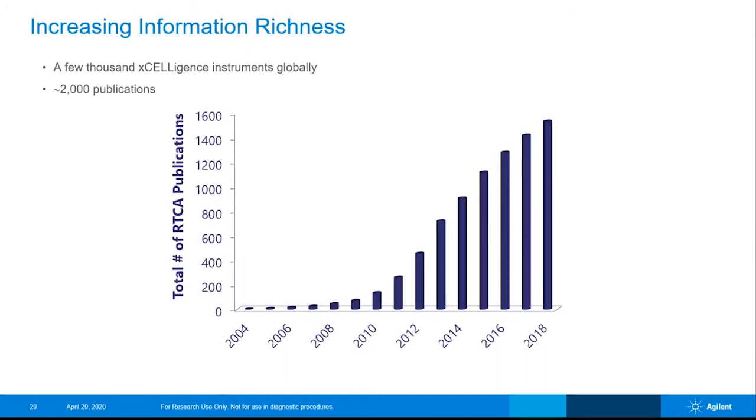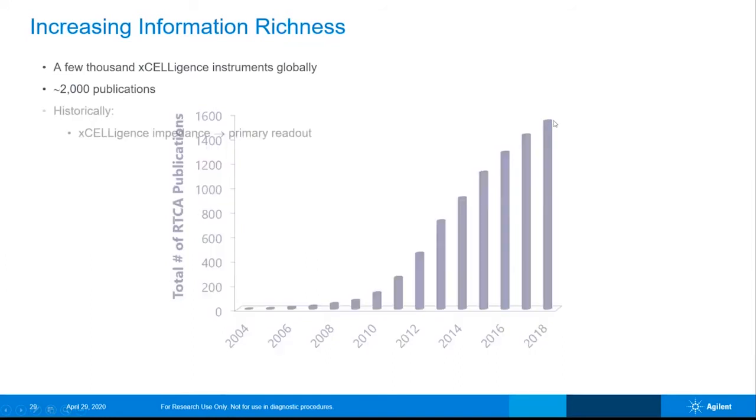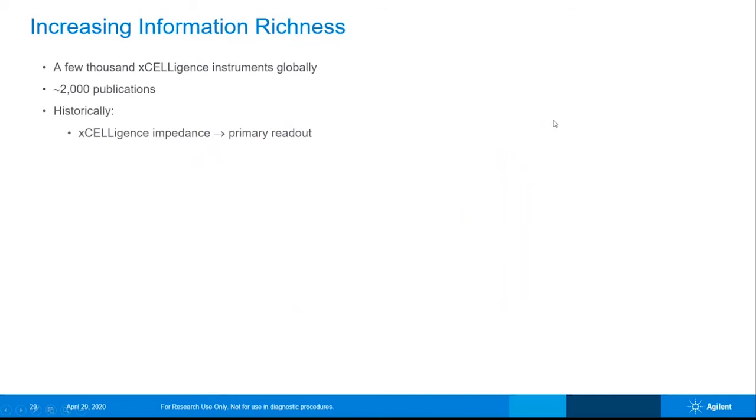This plot here shows the number of papers as a function of year, and fortunately, it's not quite up to date, but I can tell you that we're around 2,000 right now. And something that we've learned as we scan back through these papers is that our users are often using the xCELLigence impedance assay as the primary readout, and then coupling this with images for confirmation.